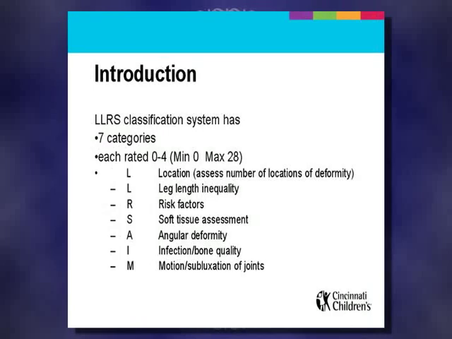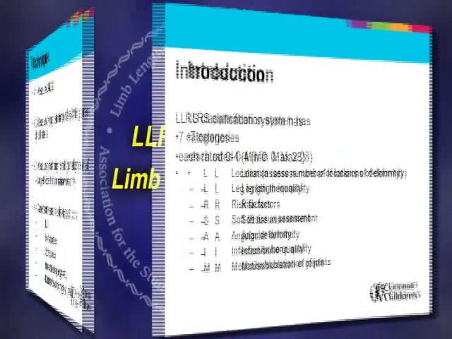So this score is fairly straightforward. It's called the LLRS AIM classification system because each one of those letters stands for something. And the problem I've had with mnemonics is that you forget the mnemonic and then it's useless, right? So this is fairly straightforward. It just goes LLRS, and each one of these stands for something. The L stands for location. The other L stands for leg length inequality. R for risk factors. S, soft tissue assessment. Then angular deformity, infection, motion and subluxation of joints. It's not critical you memorize this or even know this at the end of the day, but you're going to learn the technique, the methodology, and that you will know.